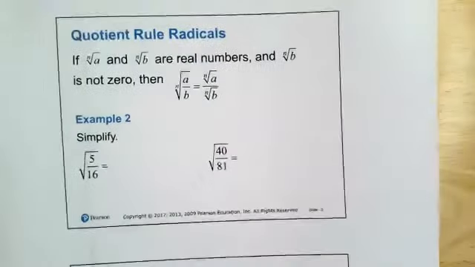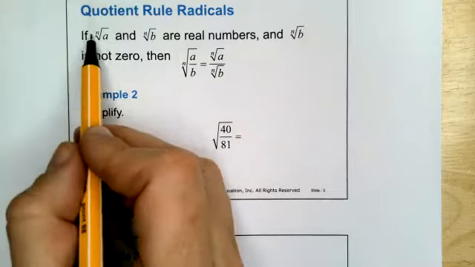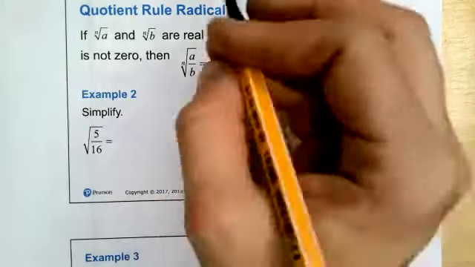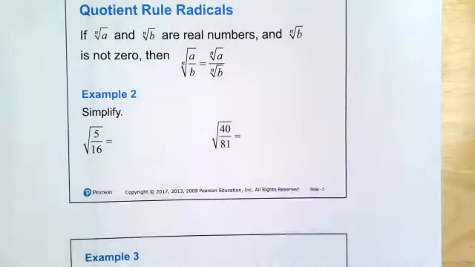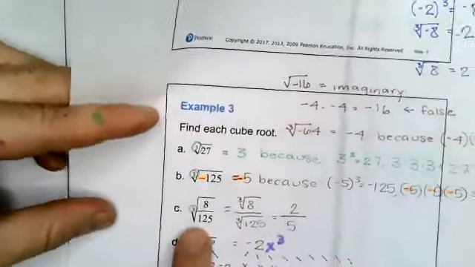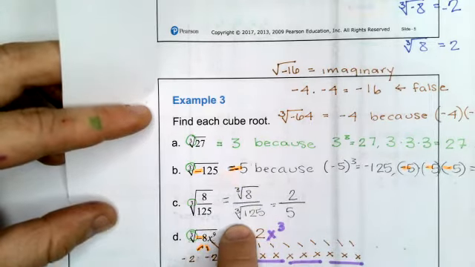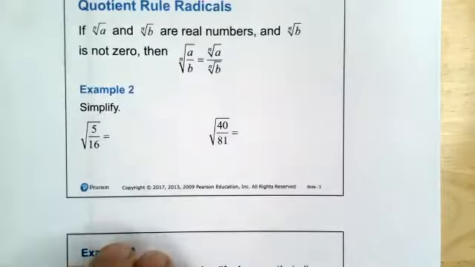All right, let's go on to the quotient rule. Again, we have already seen this, don't worry. Today we are just breaking down radicals, multiplying radicals, and dividing radicals. If the nth root of a and the nth root of b are real numbers and the nth root of b is not 0, then the nth root of a over b is the same as taking them each individually, which we already did here. We said the third root of 8 over 125 is the third root of 8 over the third root of 125. The third root of 8 is 2. The third root of 125 is 5. So we've already done this. Don't worry.